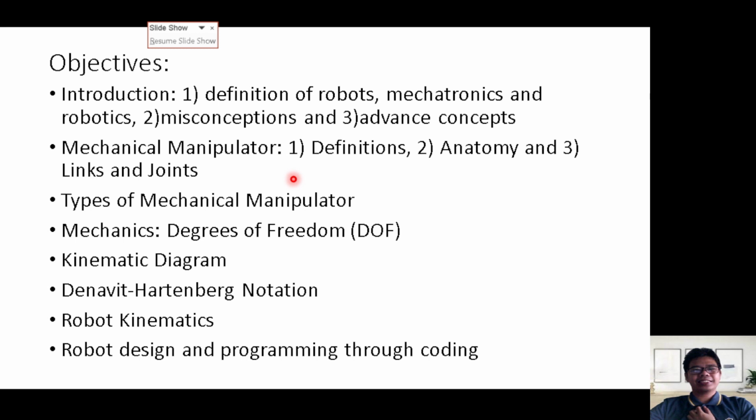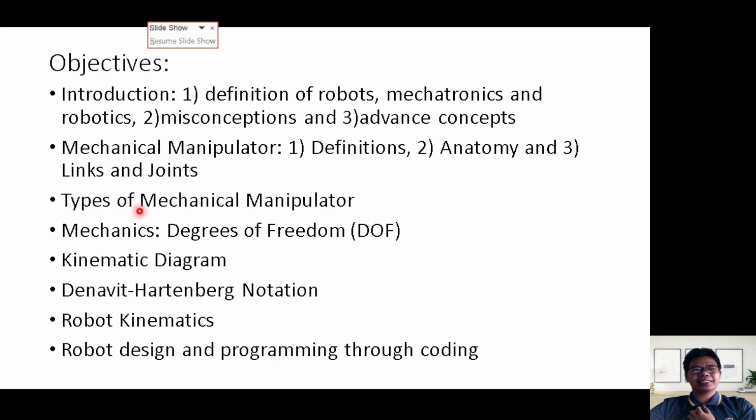As we progress, we'll touch on advanced concepts that broaden our perspective on robotics, ensuring you're well equipped to tackle complex topics. Second is the mechanical manipulator. I'll introduce you to the concept of a mechanical manipulator and its significance in the field of robotics. Next, we will delve into the anatomy of the mechanical manipulator, breaking down its components and functionalities. I'll explain the vital roles that links and joints play in the mechanical manipulator's movement and flexibility.